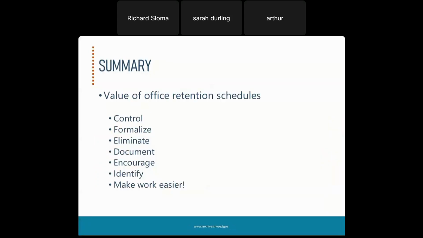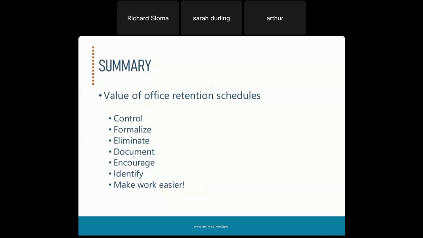So, in summary, office schedules have a lot of value. They give you more control over your records. They help formalize your policies, eliminate confusion, document where things are and what you want to do with them, encourage people to manage their records appropriately, and identify your permanent records. We really didn't harp on that much, did we? But your schedules are going to say, hey, these are permanent records, so people ideally don't dispose of them by accident.